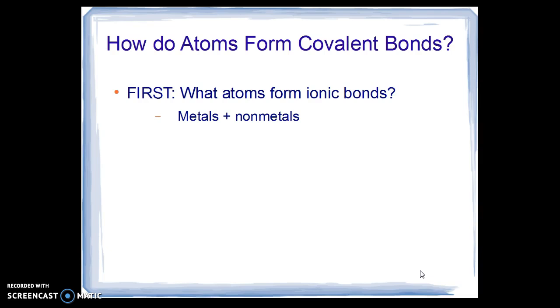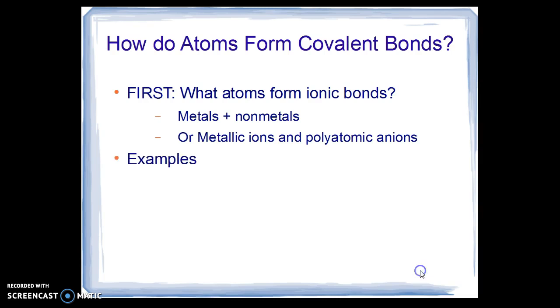Ionic bonding is seen generally between metals and nonmetals, or between metallic ions and polyatomic anions. For example, sodium ions and chloride ions get together to form sodium chloride, NaCl. And the positive ion, the cation, attracts the negative ion, the anion, by electrostatic attraction.